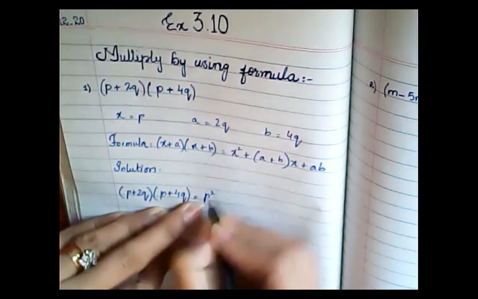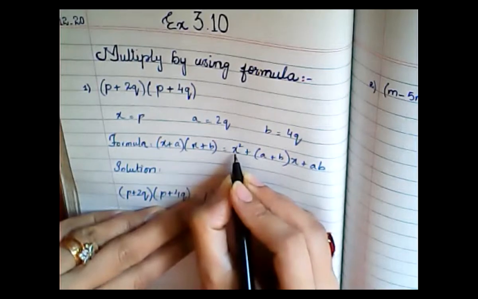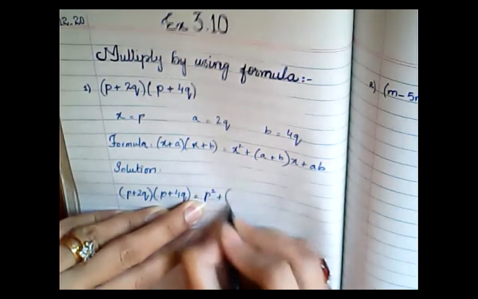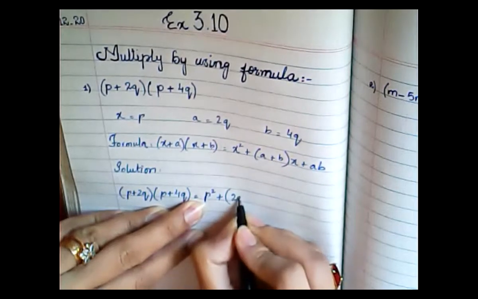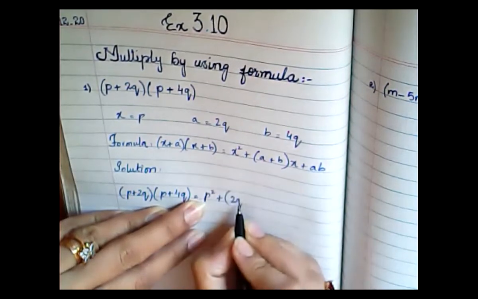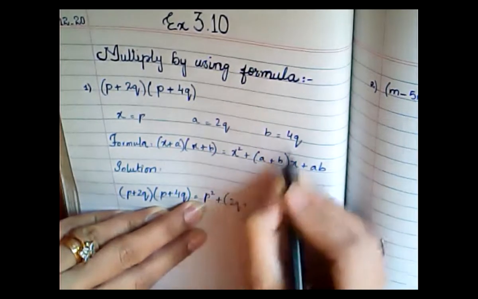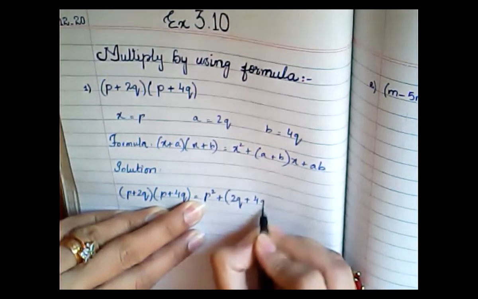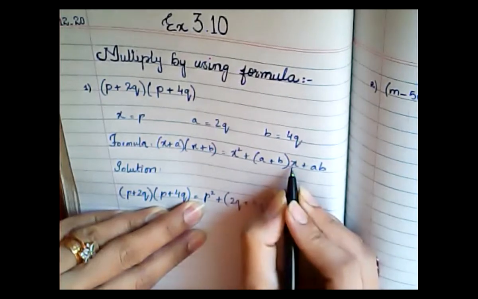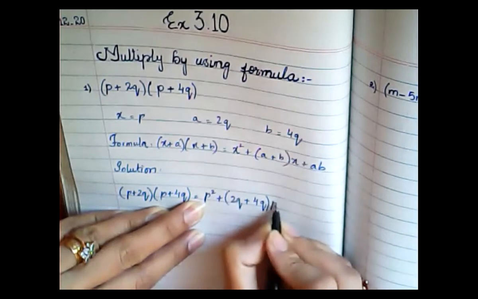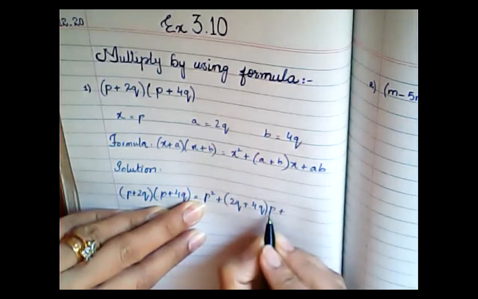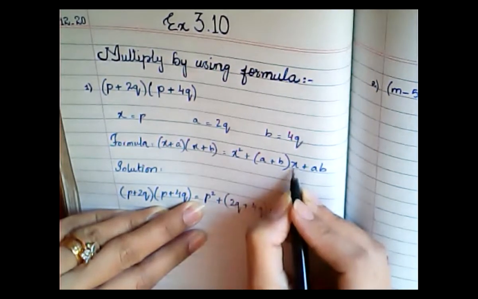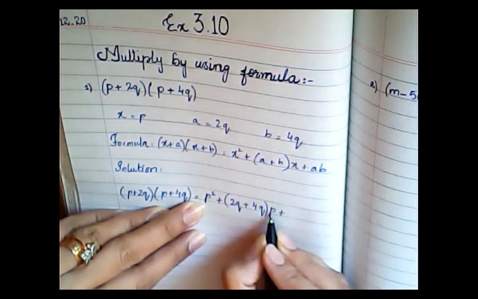Are you getting me? What we are going to do, we are going to put the values. X value is p. Now a value is 2q. Now value of b is 4q. So write down 4q. Value of x, x value is p. Don't forget to write p over here. We have to put the value of x equals to p over here also.